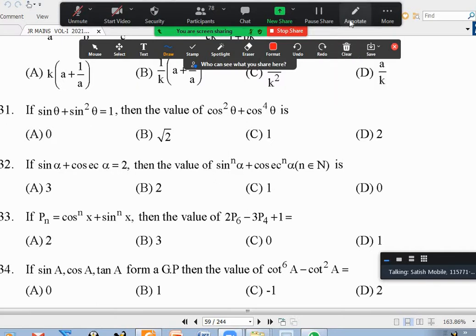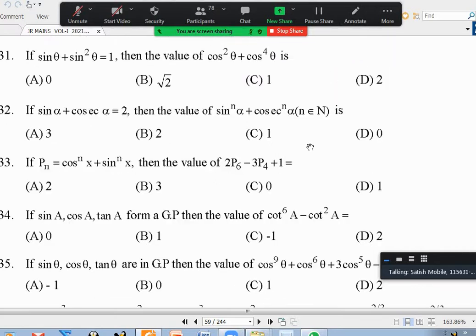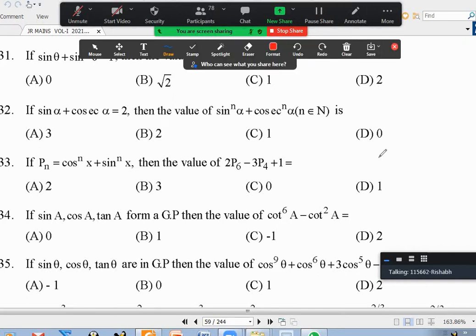Anybody want to answer for 32? Till now, nobody has answered in any class. So can I? Yes, Srilata, tell. So, sir, they give sin alpha plus cosecant alpha equal to 2. So then we'll write sin alpha plus 1 by sin alpha equal to 2. Just a minute. Rishabh, mute yourself. Yeah, go ahead, Srilata.